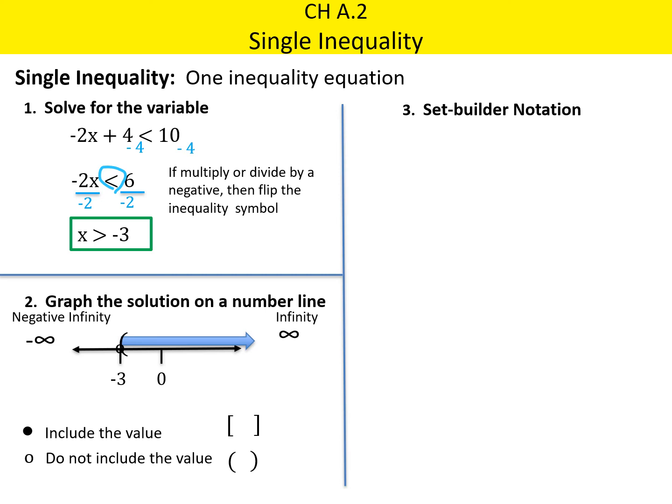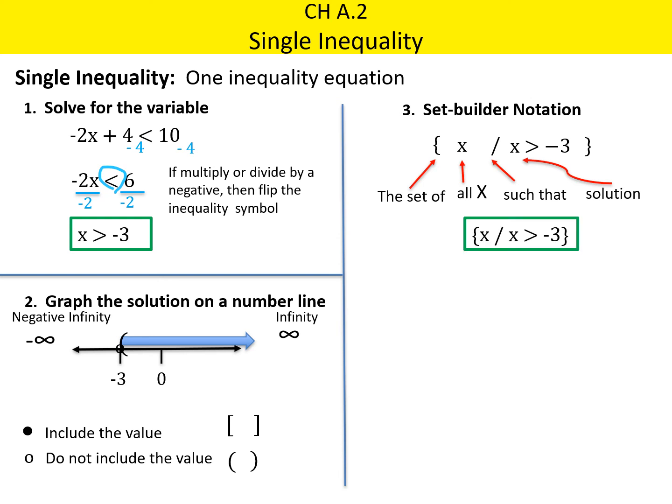We're now going to write the solution in set builder notation. This is expressed as the set of all x such that x is greater than negative 3. Now notice the x is greater than negative 3 is the solution answer. Your answer would look like this.